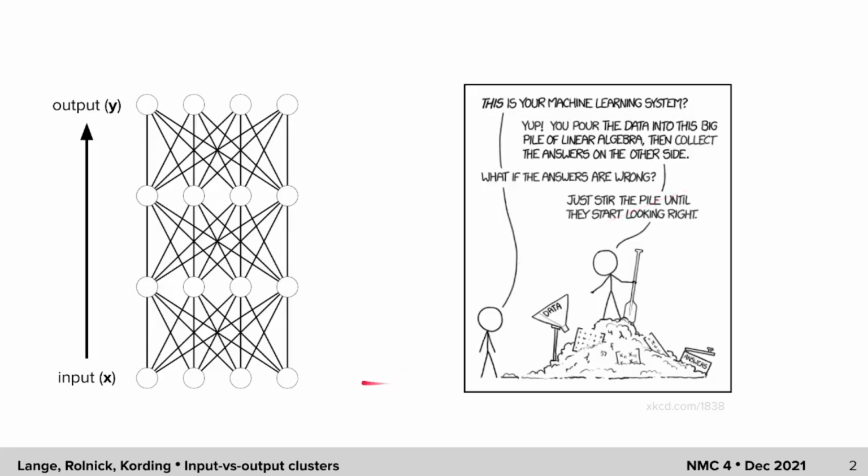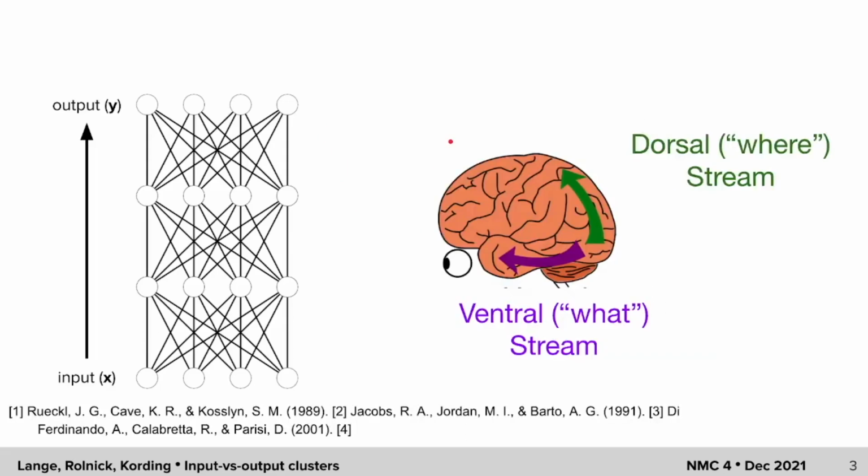Consider a feed-forward neural network that takes inputs X, processes them through a sequence of fully connected layers, and produces outputs Y. A common grievance against this kind of network is that it lacks structure. It's just a big pile of linear algebra, to borrow a phrase from XKCD. This is often contrasted to biological neural networks, where there are distinct anatomical areas that serve distinct functions.